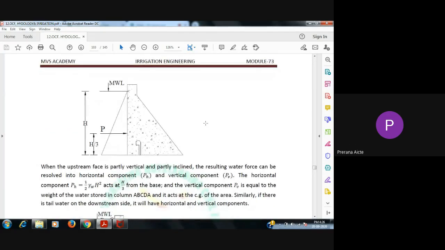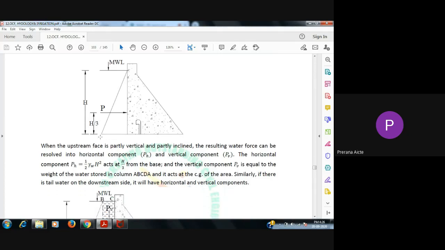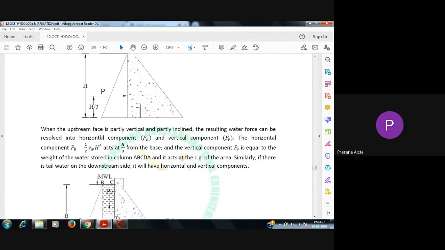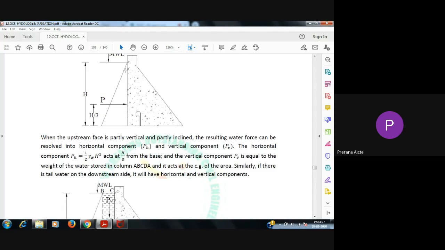This is a gravity dam of height H. This is the maximum water level. So the water pressure P acts at a distance of H by 3 from the base. The upstream face is partly vertical and partly inclined. Sometimes it is like this, maybe fully vertical or partly vertical. So the resulting water force can be resolved into a horizontal component and a vertical component.